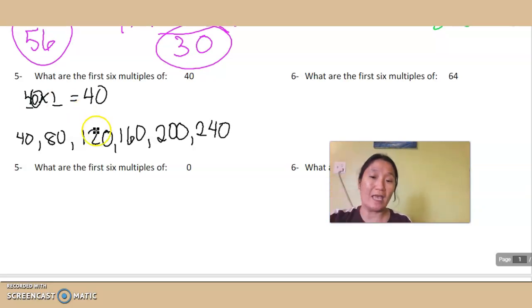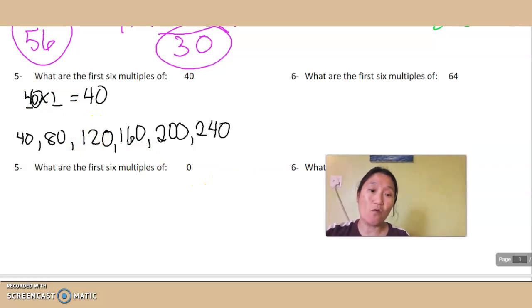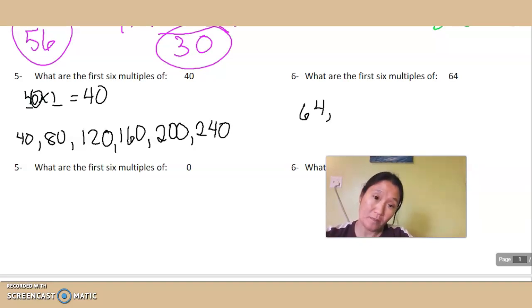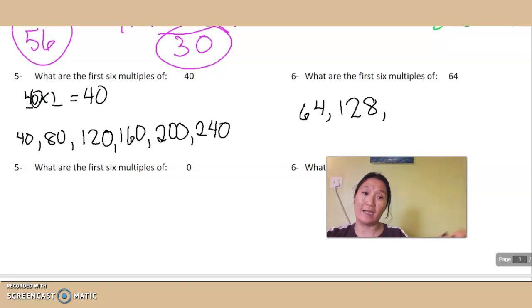Alright, so when you're looking at 64, you're basically going to be saying, well, I know that 64 times 1 is 64. 64 times 2, well, if you add 64 plus 64, you're going to get 128. And then you're going to get 192, got that mixed up. 192.